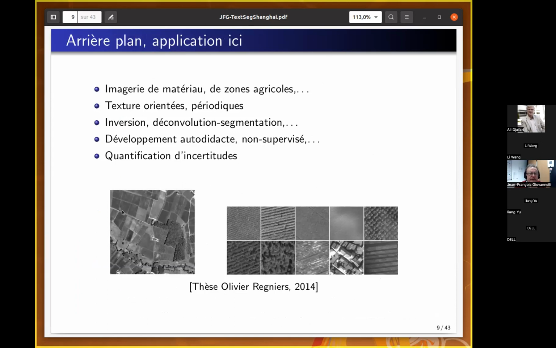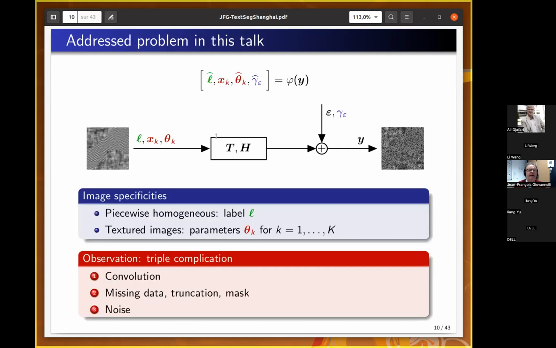It is a kind of natural image with various kinds of cultures of agronomical image, and more specifically with oriented textures. That's one of our possible applications of this specific talk. Anyway, the problem that is addressed is the one, as announced, about texture images like this one.